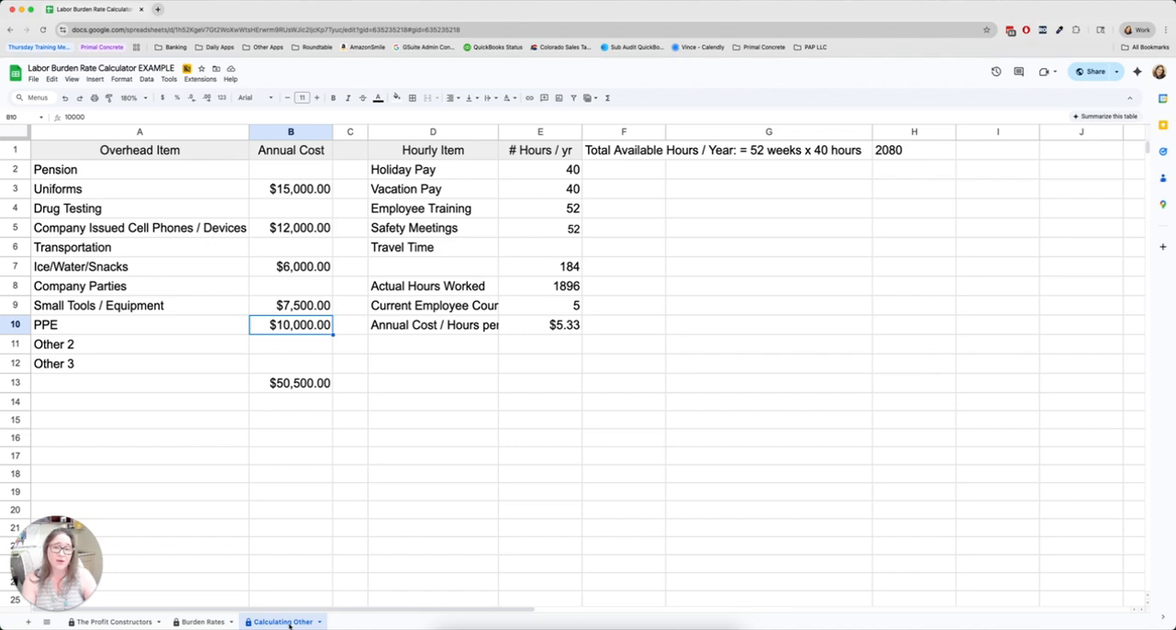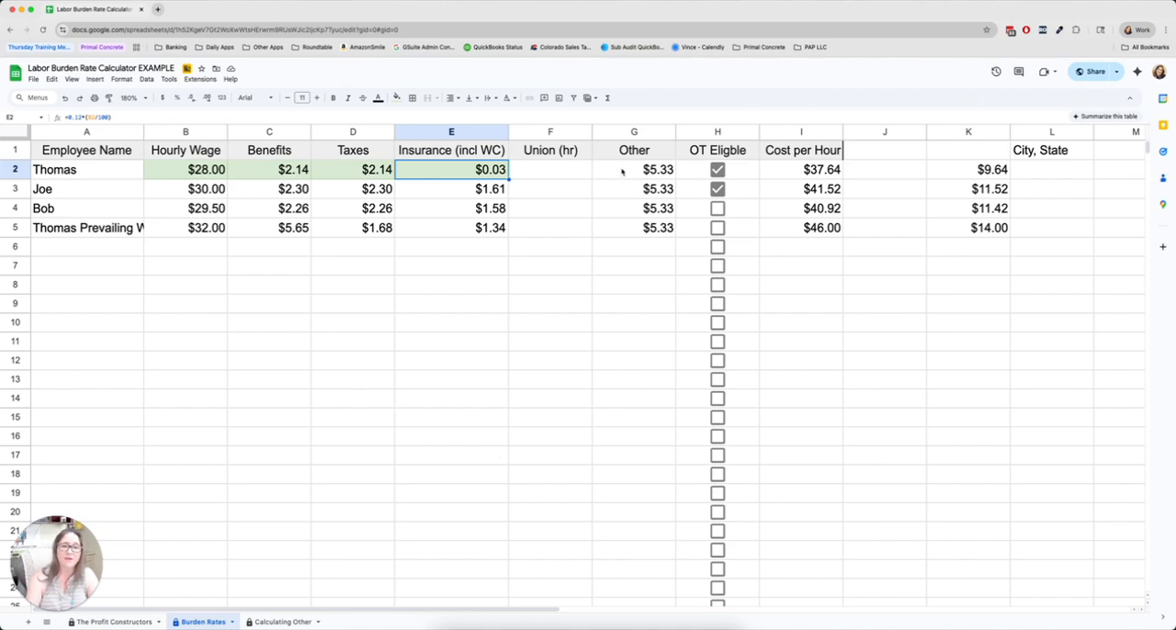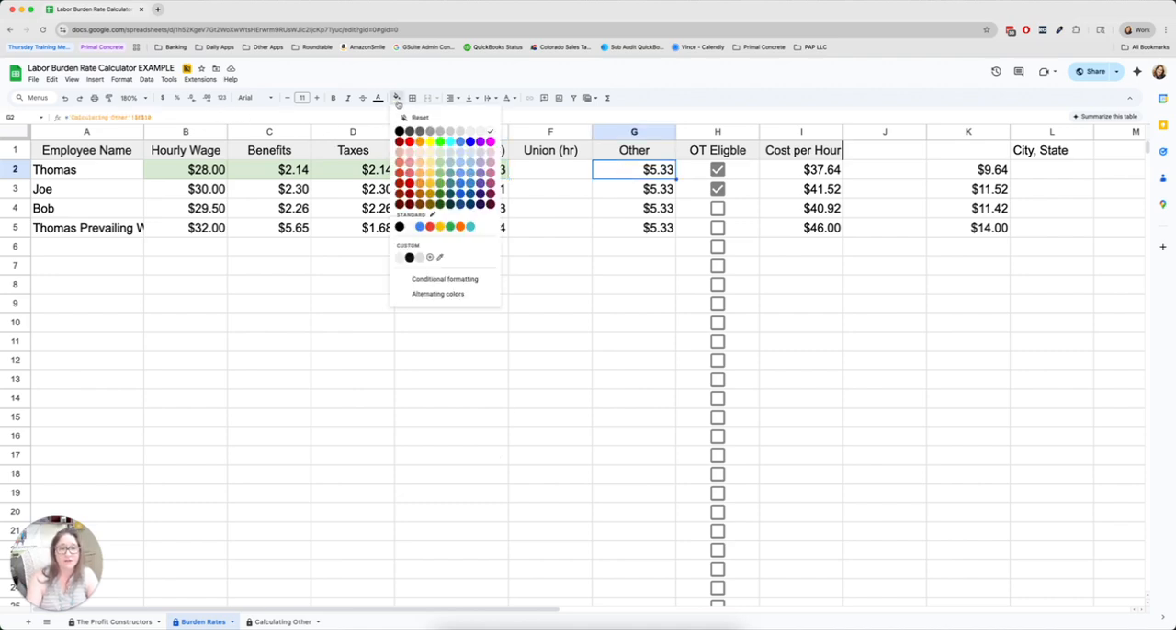There were things like a new company phone, extra PPE and uniforms, holiday and vacation pay, more participation in safety meetings and company trainings, Thomas's slice of the ice, snacks, and small tools the company buys. All the overhead that comes with being a good employer. That added up to this bucket of $5.33 an hour. All of that added up, and Thomas's true hourly cost was $37.64 an hour.